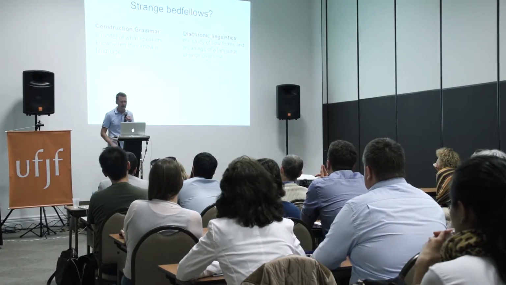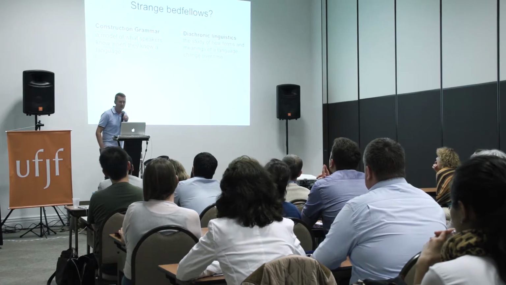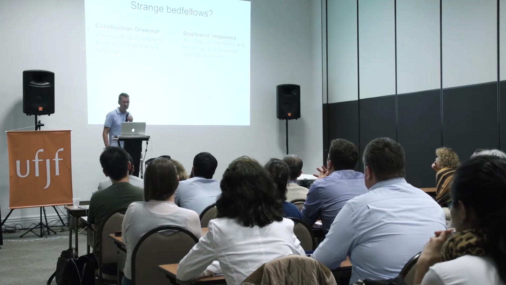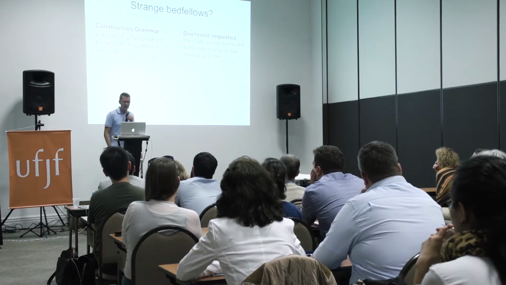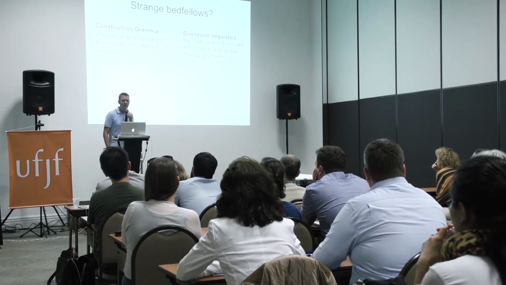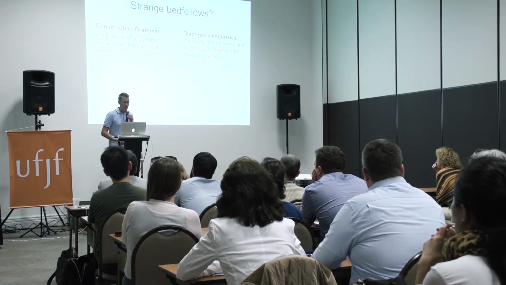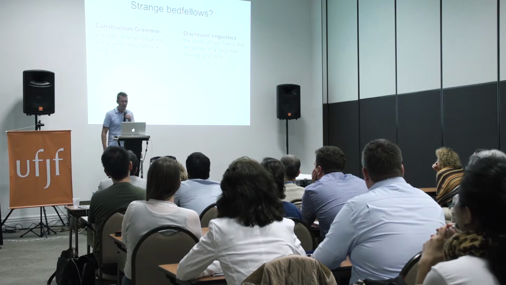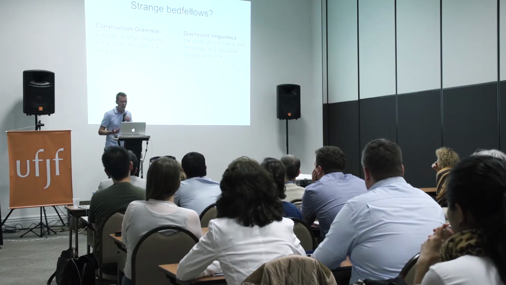Its main goal is actually inherited from Chomsky and generative linguistics: to describe as accurately as possible the cognitive system that allows a human being to acquire and use knowledge. What is it that speakers know when they know a language? Diachronic linguistics, on the other hand, is the study of how forms and meanings of a language change over time.